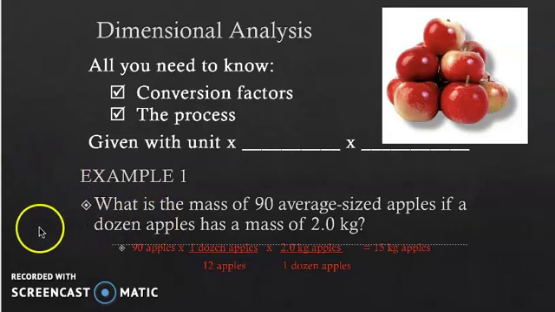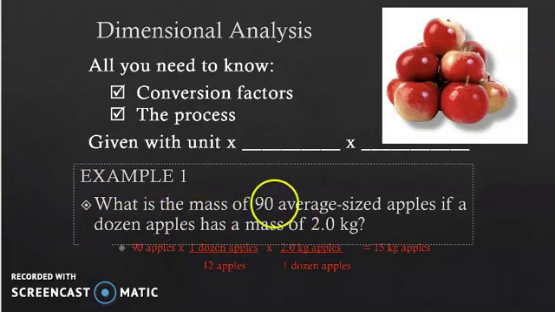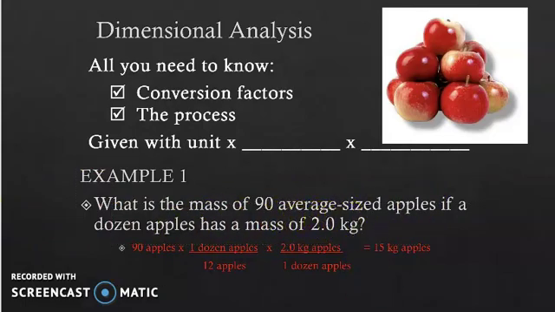It's my favorite part. So if I want to know the mass of 90 average size apples, if a dozen apples has a mass of 2.0 kilograms. So my dozen apples, remember a dozen is 12, have a mass of 2.0 kilograms. So down here, those are my conversion factors.